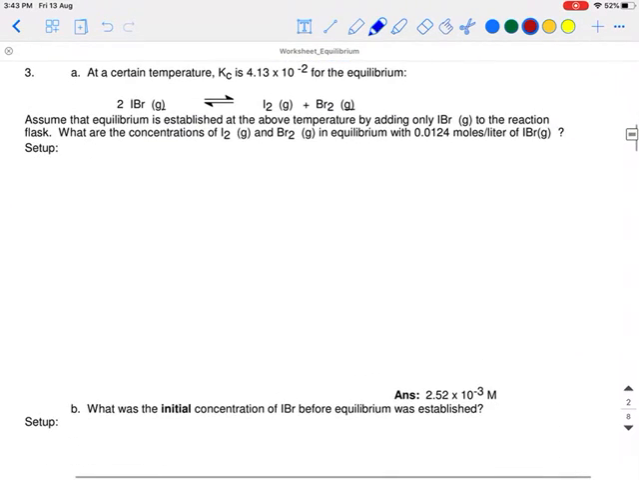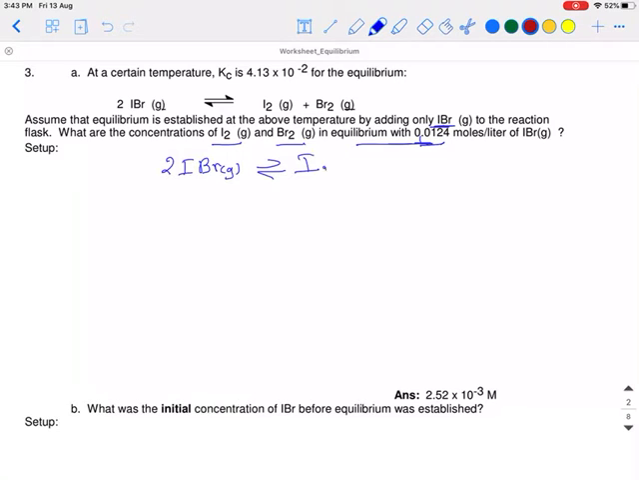Now we will move to number 3. At a certain temperature, the K equilibrium is given. Assume that the equilibrium is established at the above temperature by adding only IBr to the reaction flask. What are the concentrations of I2, Br2 in equilibrium with 0.0124 moles per liter of IBr? Okay, let me write the equation and construct the ICE table in order to find the concentrations of I2, Br2 at equilibrium.